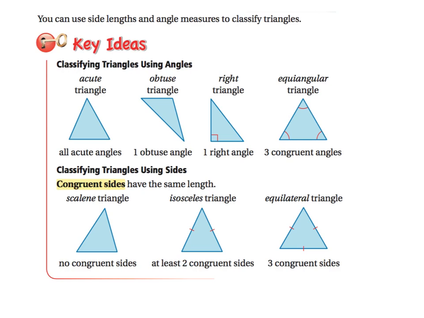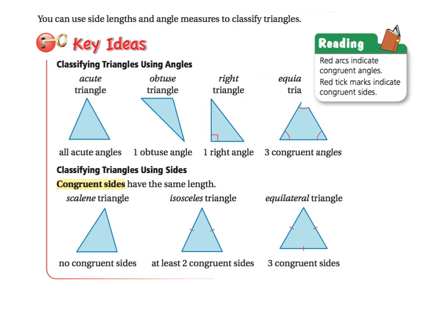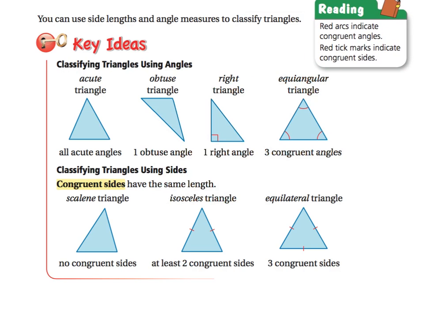So notice here, we have these little red tick or arc marks. And down here, we have something called tick marks. So what does that mean? Well, arc marks and tick marks are just used to show that things are congruent. So here's your little side note right here. Red arc marks indicate congruent angles. Now, once again, if you have more than one set of congruent angles, you can make two arc marks. Red tick marks here represent congruent sides.